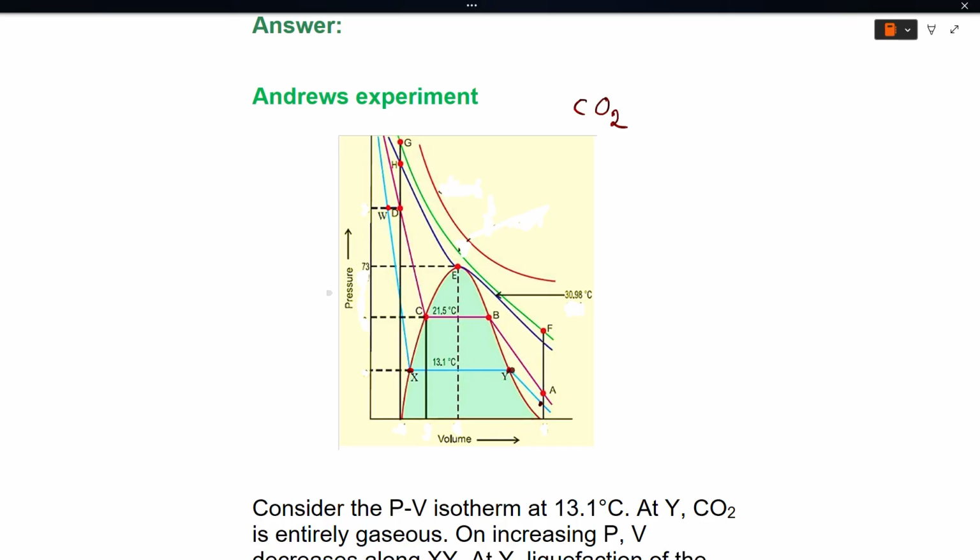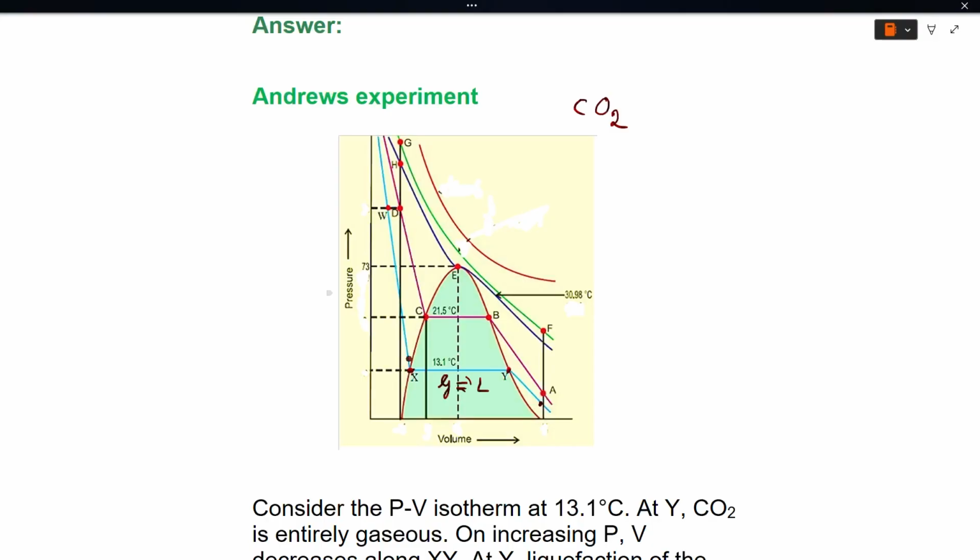Now, here we have a region where gas and liquid coexist. At the point x, the whole of the gas gets converted into the liquid state, and after that there is not much difference in volume even with very high pressures, very little change. Okay. Now, we will go to a higher temperature, 21.5 degrees Celsius.